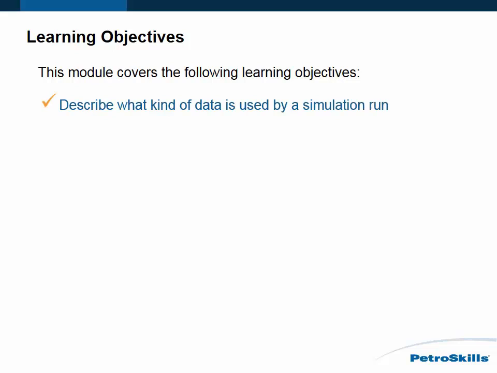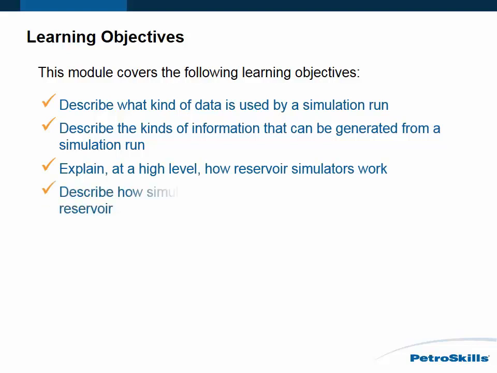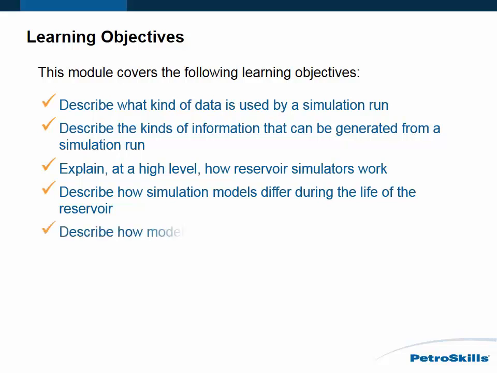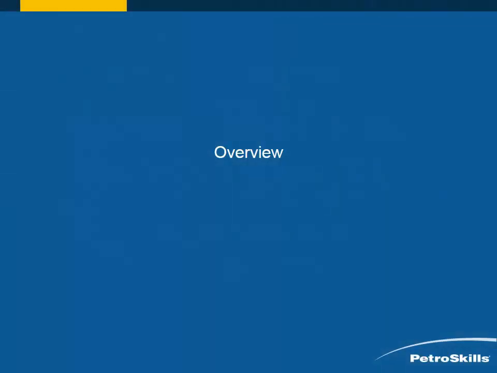Describe what kind of data is used by a simulation run. Describe the kinds of information that can be generated from a simulation run. Explain at a high level how reservoir simulators work. Describe how simulation models differ during the life of the reservoir. And describe how models are classified based on the type of input data used and the question the model was designed to answer.